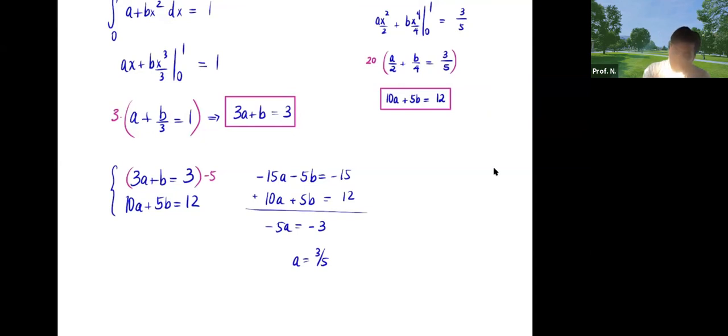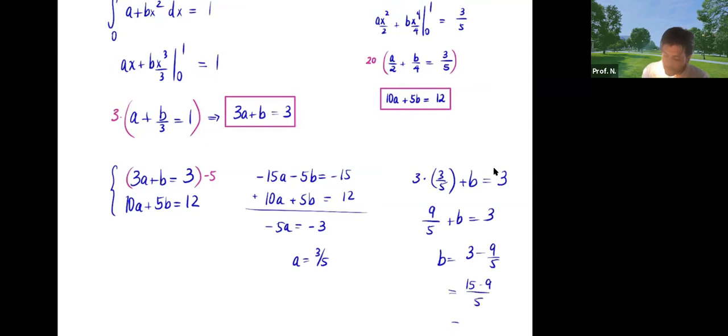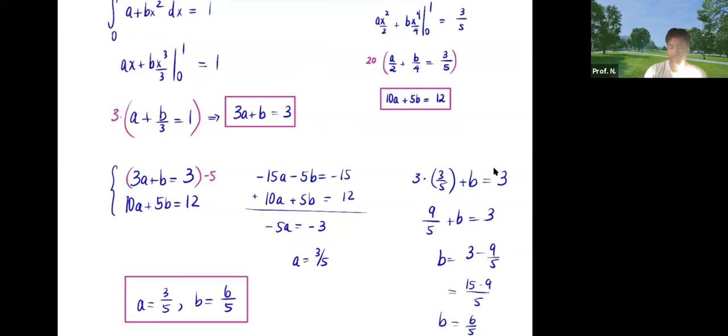And then if a equals 3/5, you can plug it into the first equation. This is 3 times 3/5 plus b equals 3. This is 9/5 plus b equals 3. So b is equal to 3 minus 9/5, which is 15 minus 9 over 5, which is 6/5. So my answer is a is 3 over 5, and b is 6 over 5. That is part A.